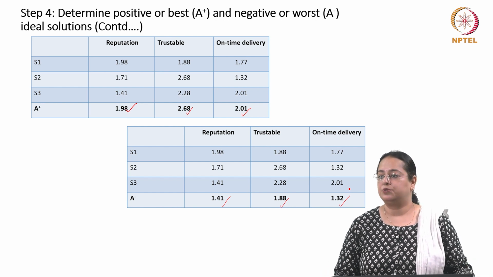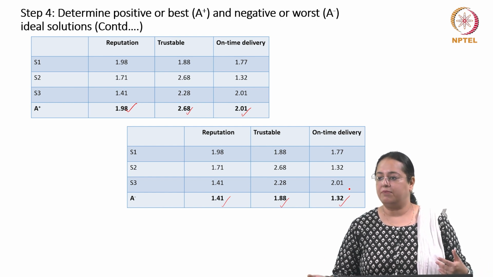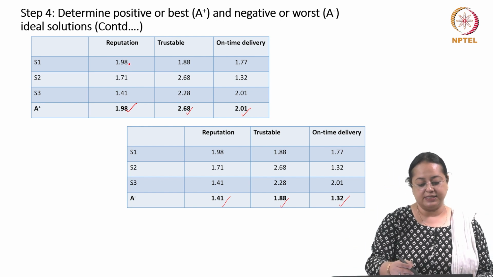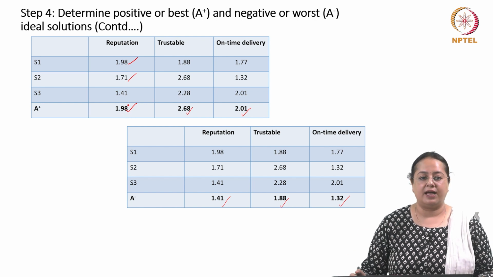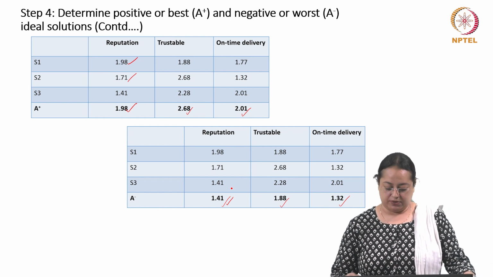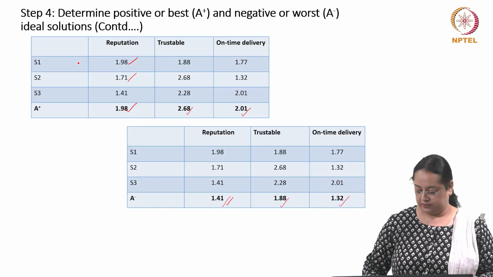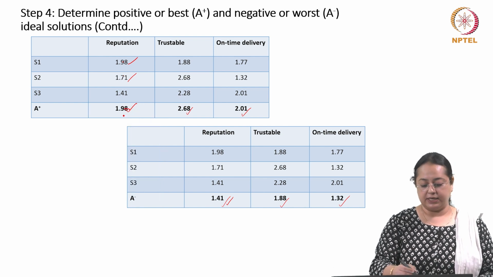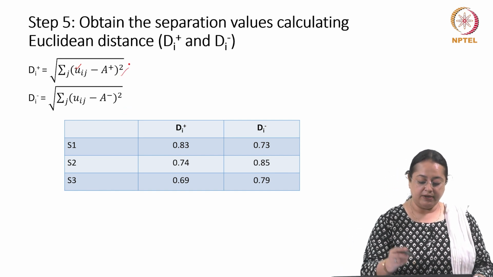Now what are we supposed to do? How far we are from ideal solutions. Okay, so that is easy. How far each cell is from the ideal solution and how far it is from the negative ideal solution, right? So this will be computed like that for each cell. This minus this square plus this minus this square, right? So we will compute that.